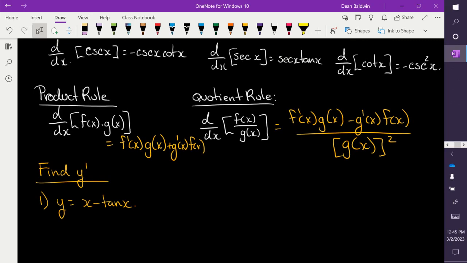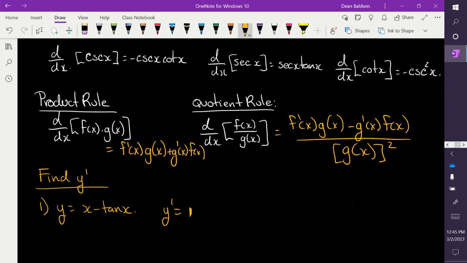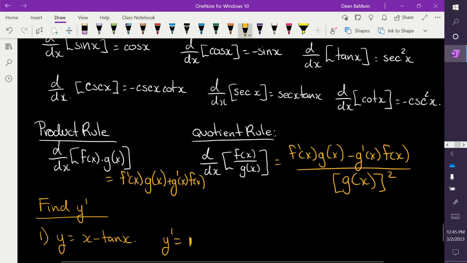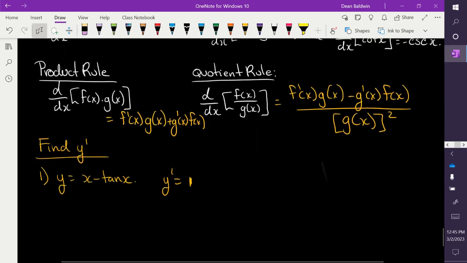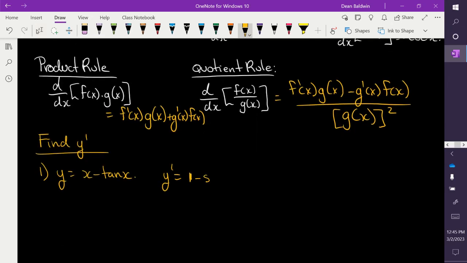So y is equal to x minus tan of x. I want the derivative. I want y prime. What's the derivative of x? 1. What's the derivative of tan? Secant squared x. Anybody know what 1 minus secant squared is?